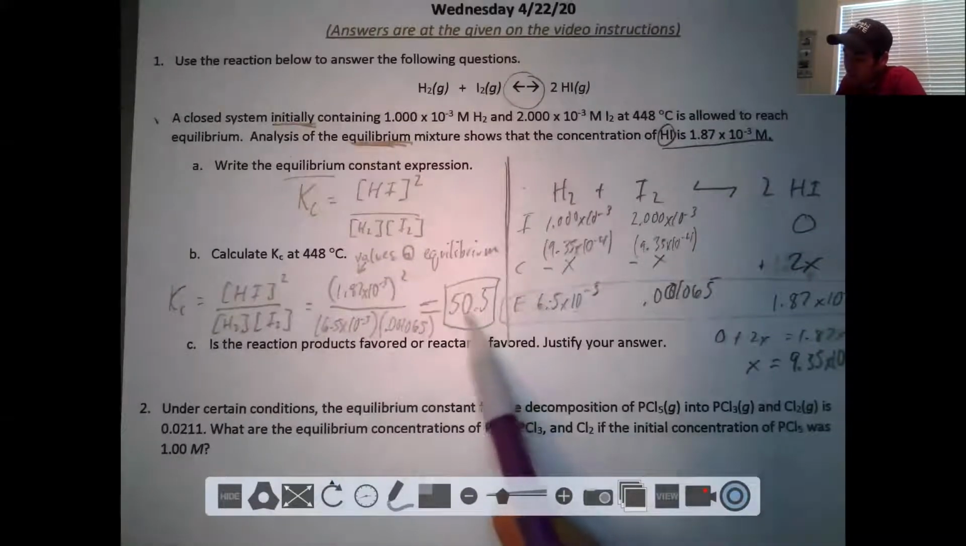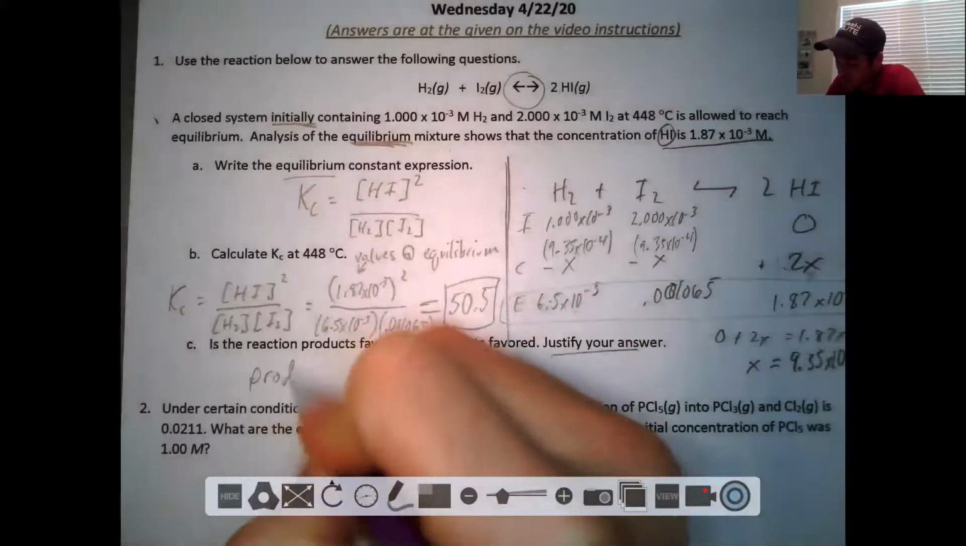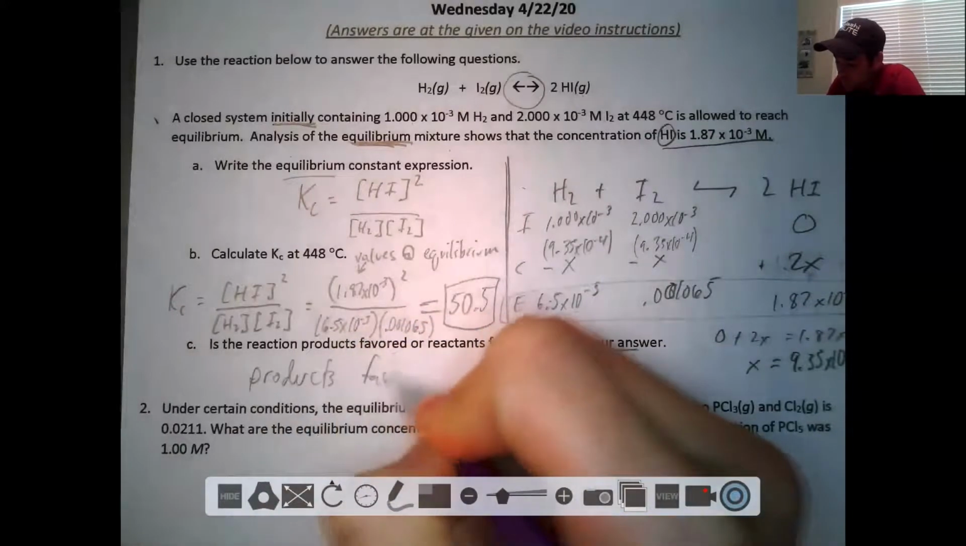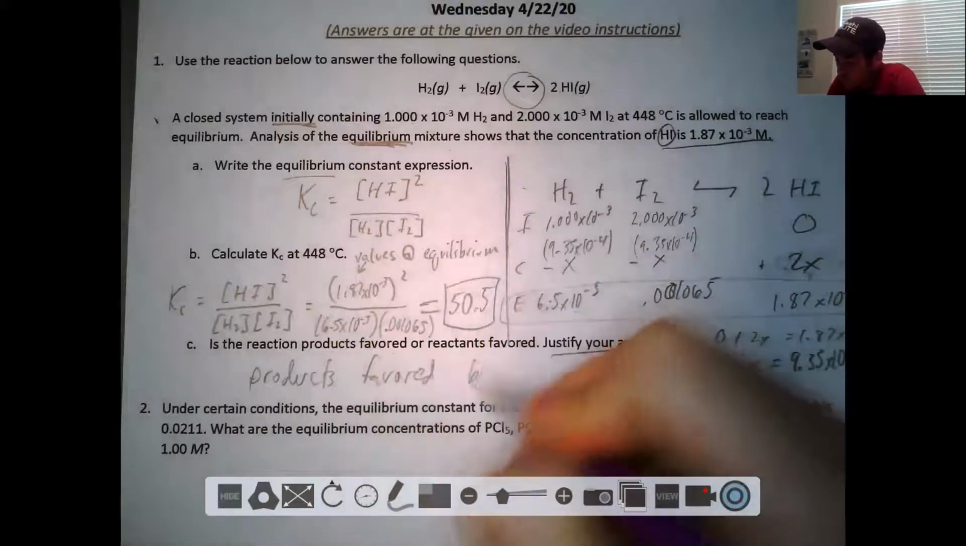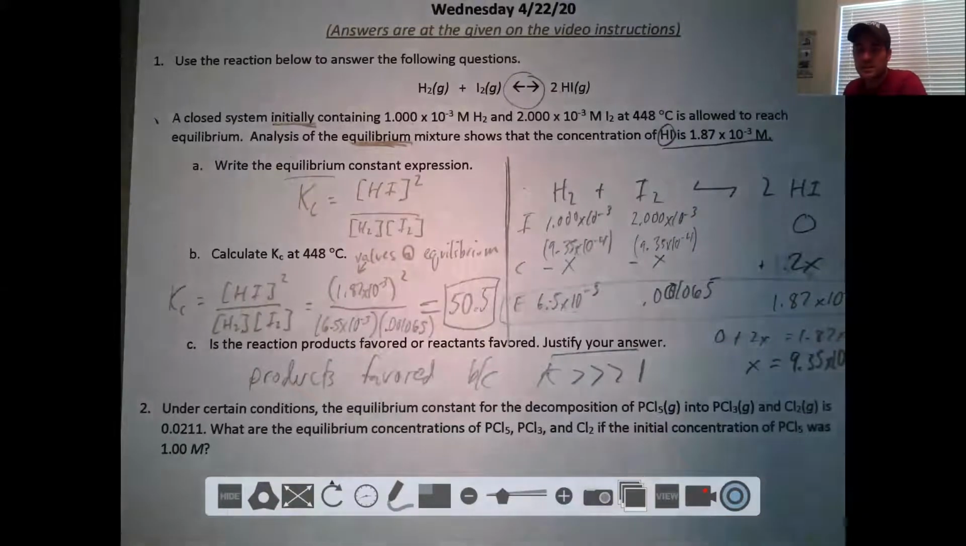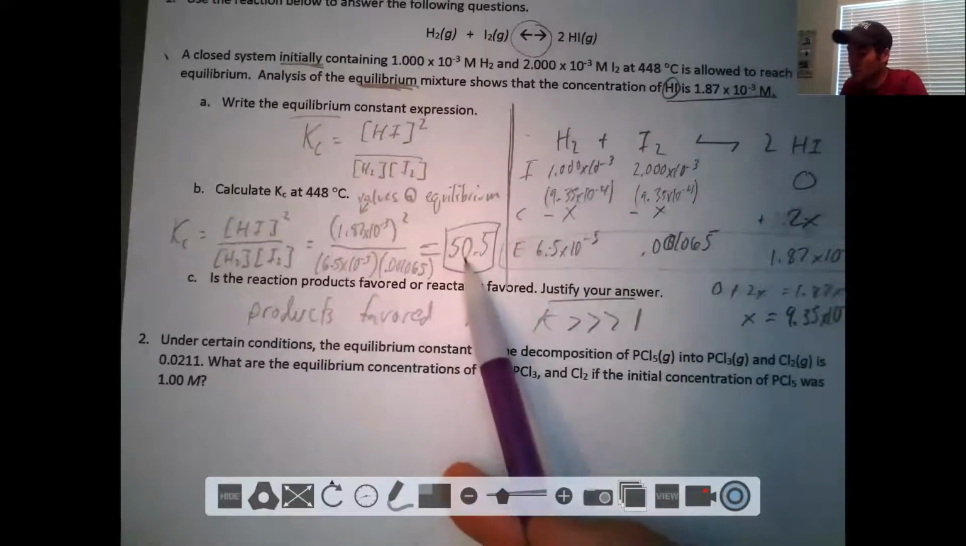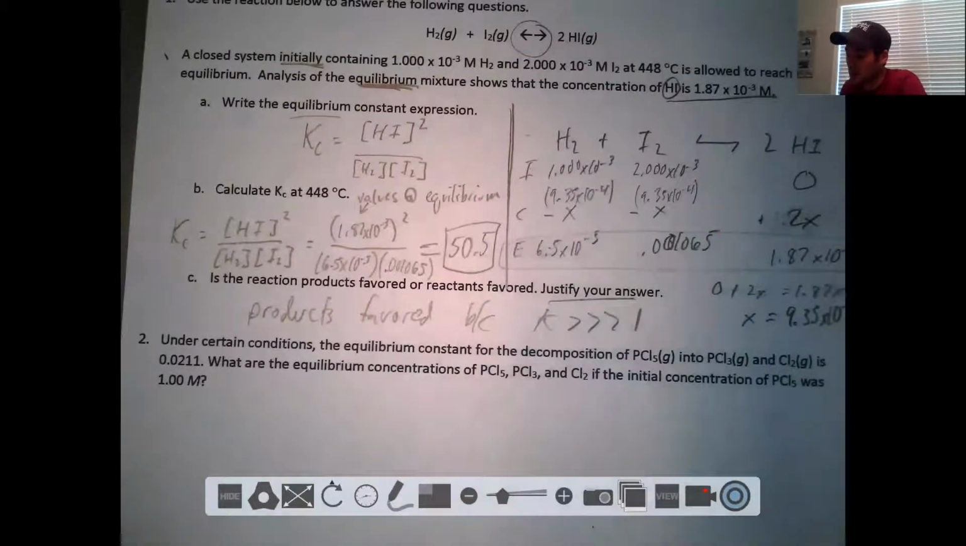Remember, so I would say this is a lot greater than 1. So key here, justifying our answer. So I would say products favored because K is a lot greater than 1. And that's our justification. If K was a small number, a lot less than 1, it would then be reactants favored.